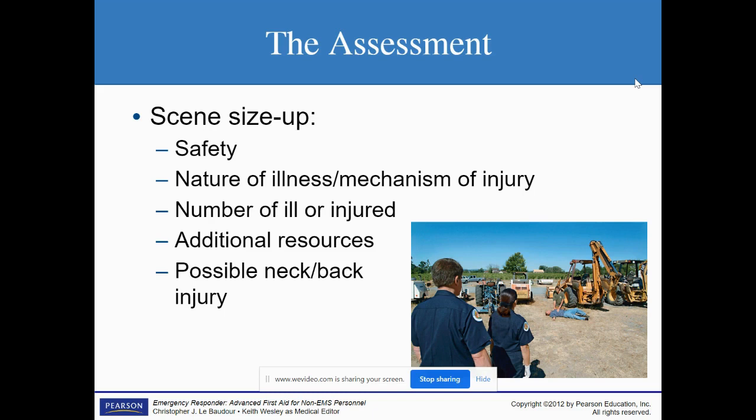You want to also look at the nature of illness and the mechanism of injury that you're dealing with and determine whether this is an illness or if it's some kind of injury. Determine the number of ill or injured and do your best to identify how many people are involved in the situation and relay that to the people who you're calling for backup. And then again, look at additional resources you might need, equipment you might need, organizations that might need to be called. You also want to make an immediate assessment if you think that there is a possible back or neck injury so that you can determine whether you need to stabilize that victim immediately.